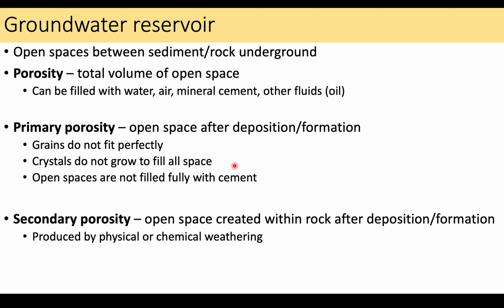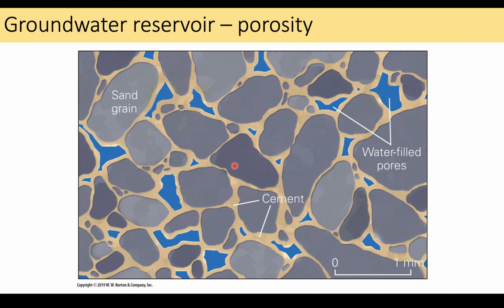Secondary is something that is formed later due to either chemical or physical weathering. So porosity, here is a little cartoon to show you. Here we have our grains of sand in the darker gray, or in all of the gray. There's some cement in the tan color, the beige, and then the water is in blue. So this shows you the space that is able to be filled by water.